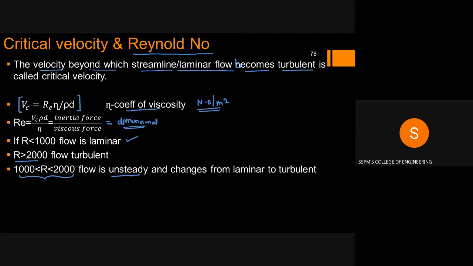Unsteady means the flow is slowly changing from laminar flow to turbulent flow. So this is the unsteady flow, or we call this the transition zone. It is not perfectly laminar or perfectly turbulent.